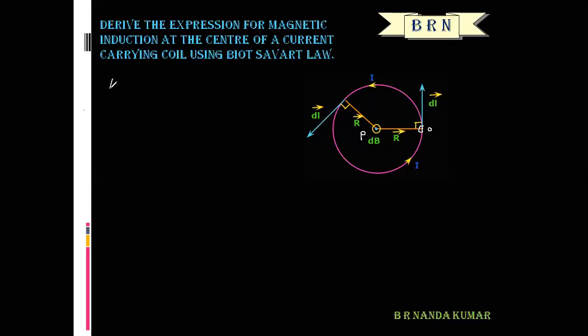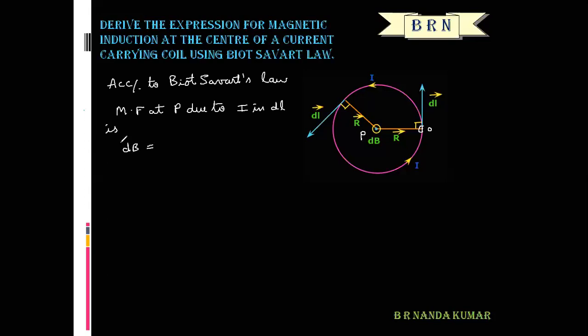According to Biot-Savart's law, the magnetic field at P due to the current in the element dl is given by dB. This is the magnitude of the magnetic field. dB is equal to mu naught divided by 4 pi, I dl sine theta divided by r square.